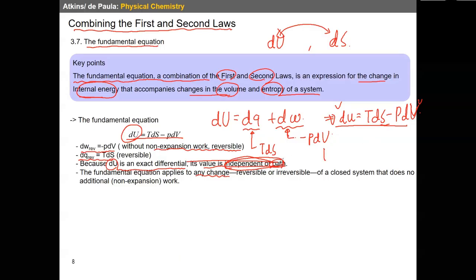What does this mean? Independent of path means it is a state function, which we have also learned through our classes. So this fundamental equation can be applied to any change of a closed system which doesn't have any additional, that is, non-expansion work. If there is only expansion work, then we can apply this equation.